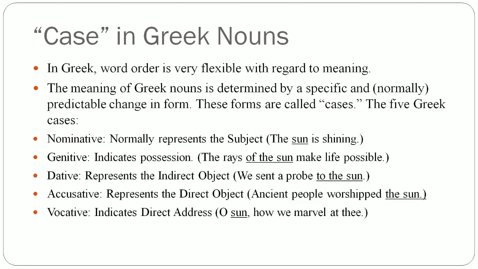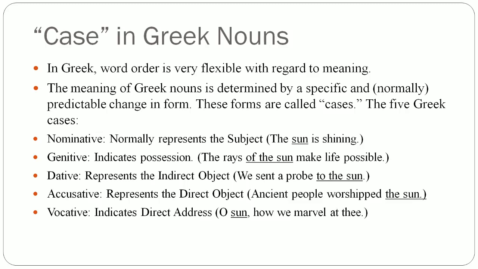And you can switch the word order around, and it still conveys the meaning because of the form that the word is changing into. So in Greek, the meaning, whether it's a subject, object, indirect object, what it's doing, is determined by this very specific, predictable pattern of change in form. And these forms are referred to as cases.